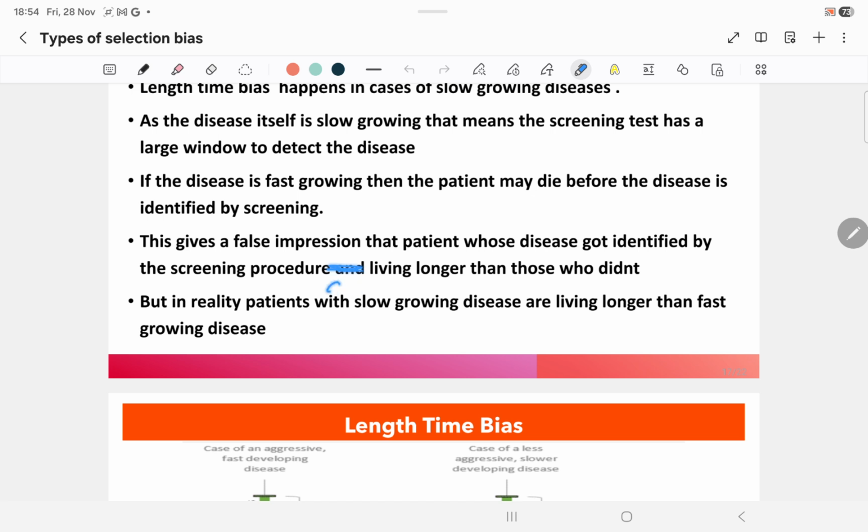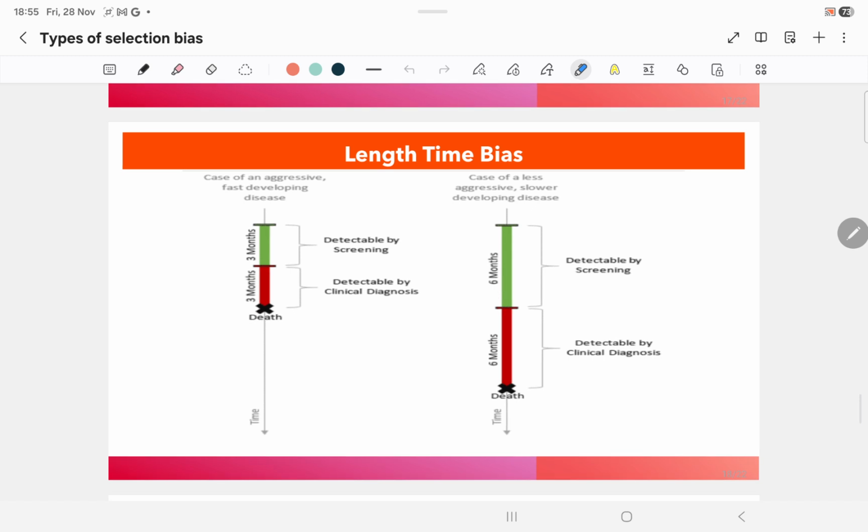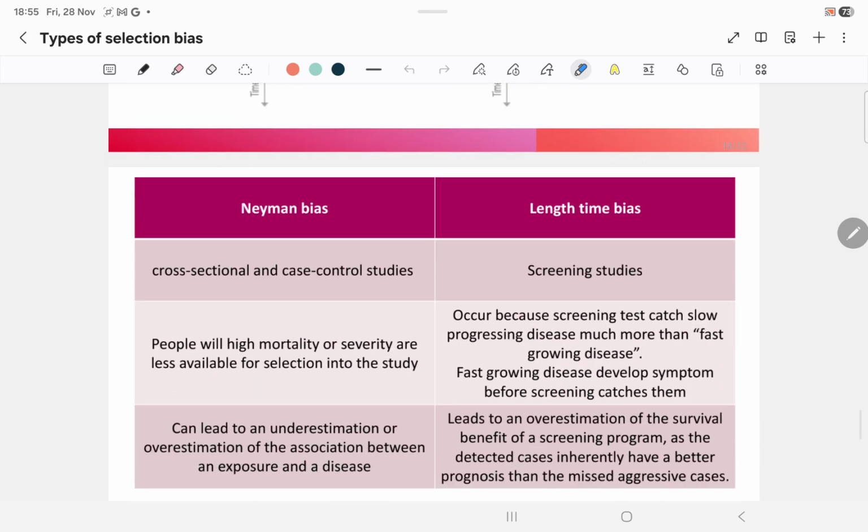This should be R. Sorry for the typo. But in reality, patients with slow growing disease are living longer than fast growing disease. Reality is these patients are living longer as such because this is a slow growing disease. These patients are dying younger because this is a fast growing disease. But we think that screening is detecting the disease, that's why they are living longer. This is the length time bias. And why is screening detecting this window? I hope this is clear.